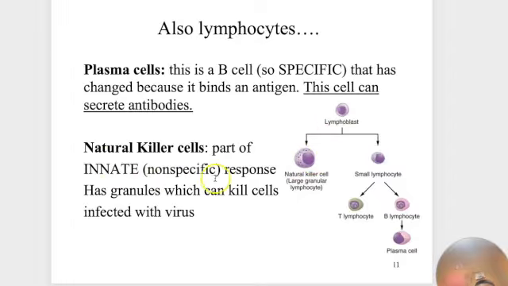Natural killer cells are part of the innate non-specific response and have granules, which can kill cells infected with viruses. Okay, so it will secrete. These granules might have something called a lysosome, which will then attach to a cell that's been infected, and then it will destroy the whole infected cell.